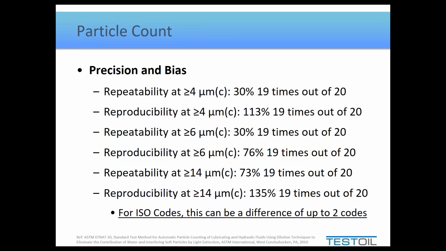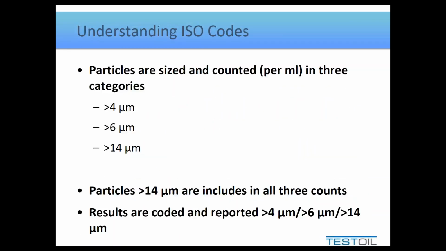So we can't get too bent out of shape if our particle count data fluctuates a little bit, as long as it stays overall within the same distribution and stays within 1 or 2 codes of where it normally sits. Now, talking about ISO codes, some people aren't that familiar with ISO codes in terms of how we look at the data. So let me just take a quick sidestep here. Let's try and understand ISO codes.